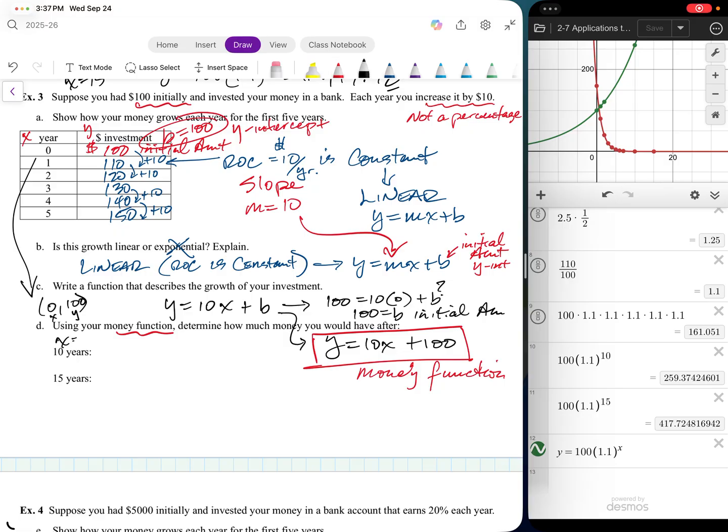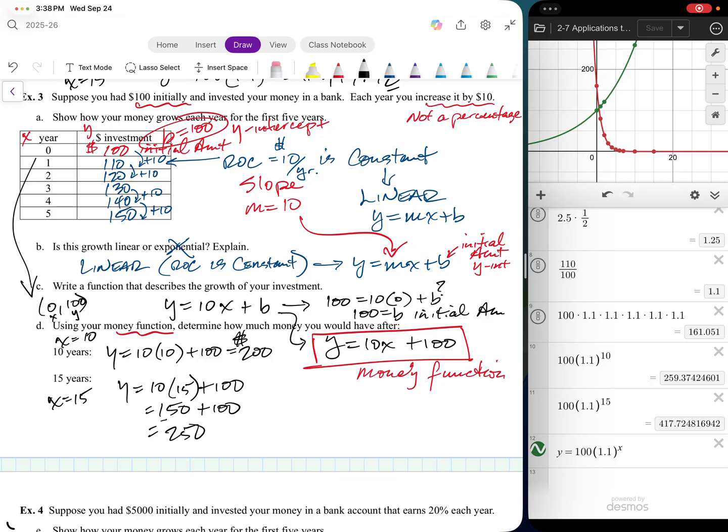So here, x is 10. So y is equal to 10 times 10, plus 100, which is 100 plus 100, or 200 bucks. And then when x is 15 years, y is equal to 10 times 15 plus 100. Well, that's 150 plus 100, and that's 250 bucks, after 15 years.